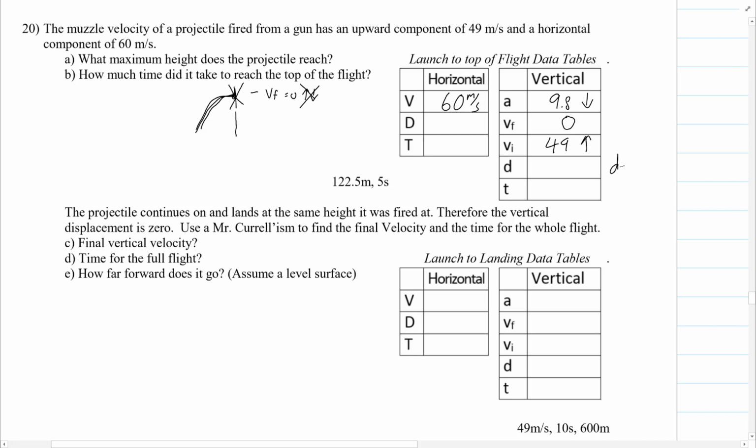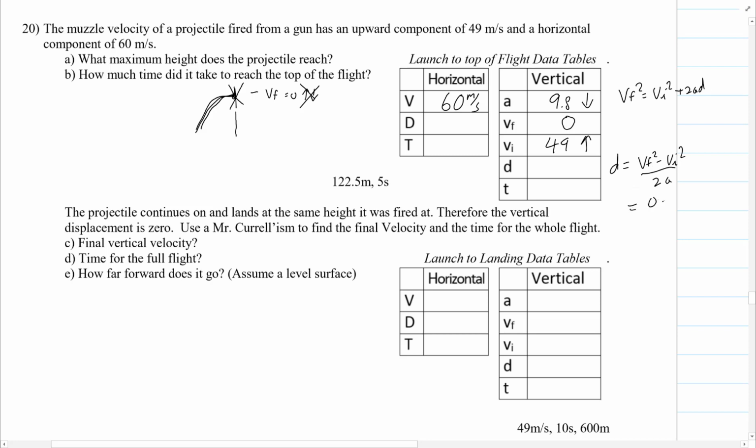So d is equal to, and without t, we would do it as vf squared minus vi squared all over 2a. Mr. Curl, where are you getting that from? Vf squared is equal to vi squared plus 2ad, because that's the one without t, and just rearranging for d, we put the vi over there, and it becomes negative, and then divide by 2a, the whole thing.